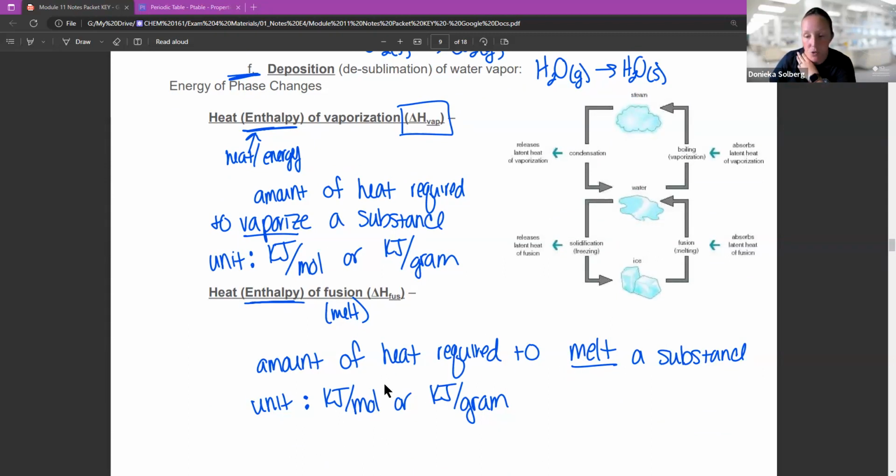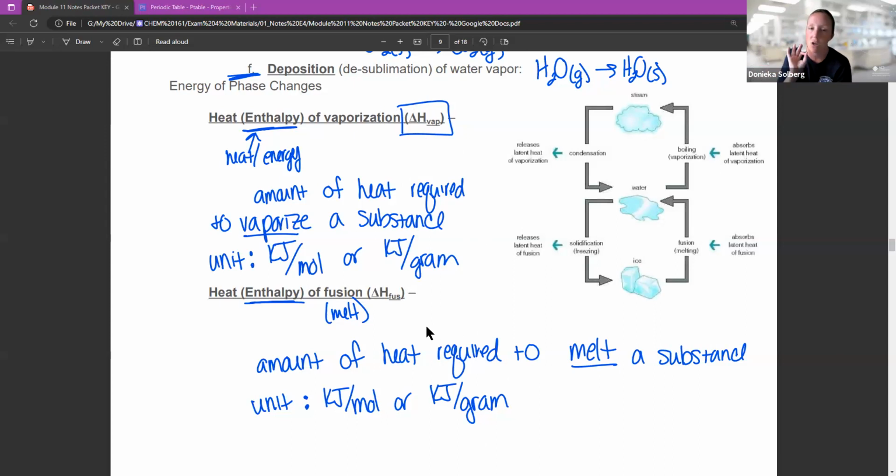Again, will be in kilojoules per mole or kilojoules per gram. Now, that being said, the exact reverse process would require the exact same amount of energy. We would just have to take the energy out. So we could use heat of vaporization to figure out how much energy we would have to remove to condense something, or we could use delta H of fusion to calculate how much heat we would have to remove to freeze something. So we just call them all delta H vaporization and delta H fusion.